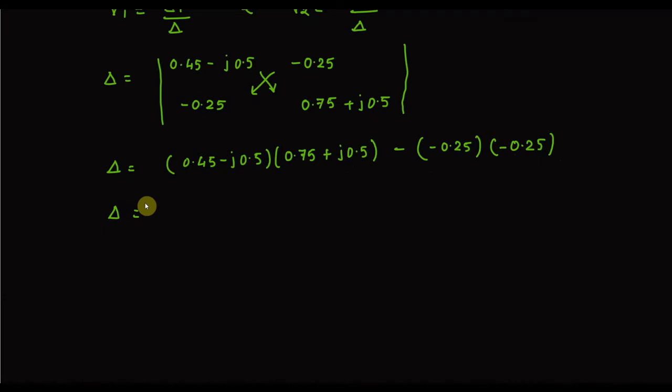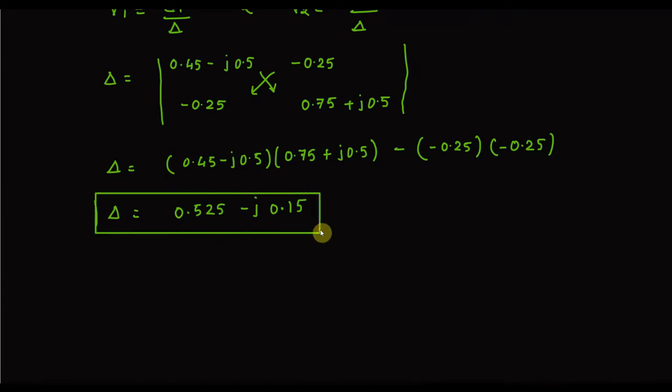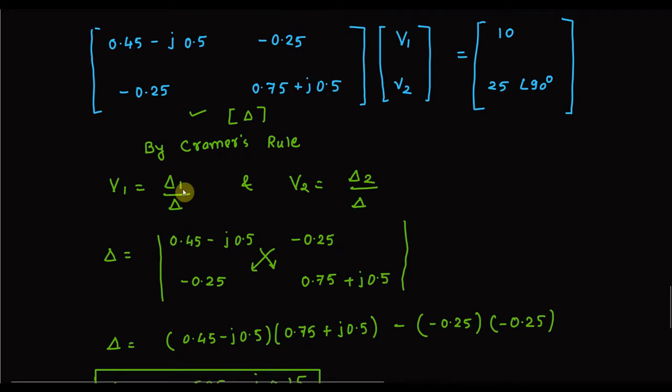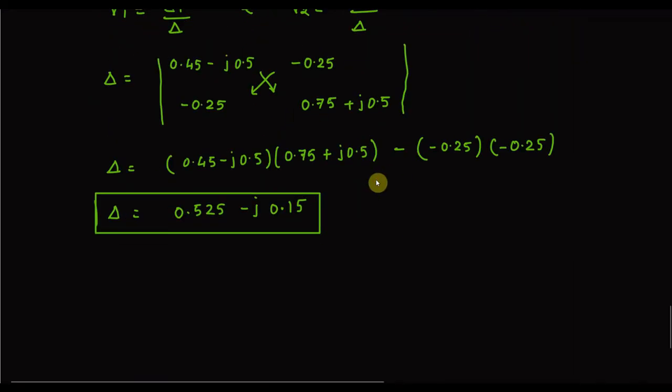I got this answer: 0.525 minus j0.15. So this is the answer for delta. In that way I have calculated delta just by cross multiplication. Now, what is our next step? Our next step is to find delta 1 and delta 2. So, how do you get delta 1, which I have told you already.